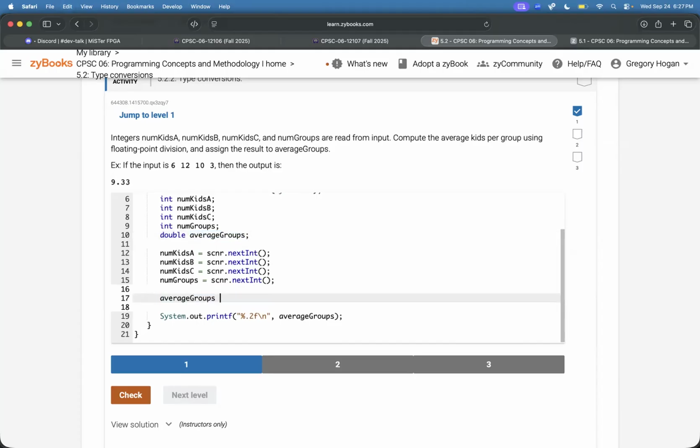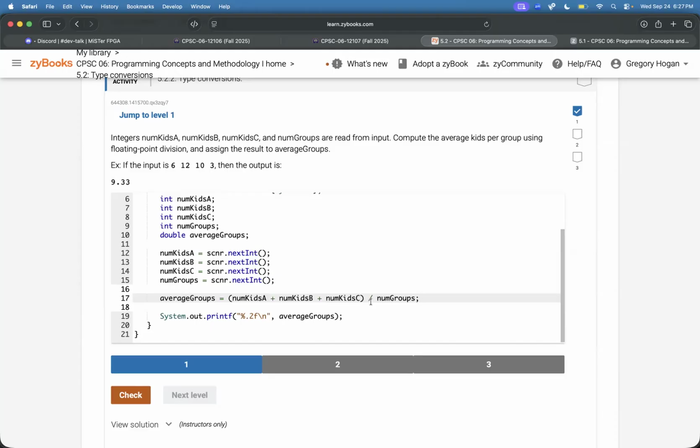The way you calculate an average is by adding up all the things and then dividing by how many things there are. So we have numkids A plus numkids B plus numkids C. That's the numerator. And then we have to divide by, there's 3 groups, but we're supposed to use the variable num groups. And if this is what I did, I would get the wrong answer because everything here is an integer.